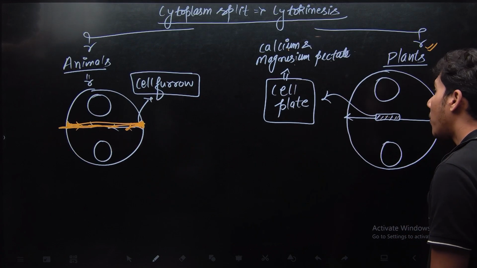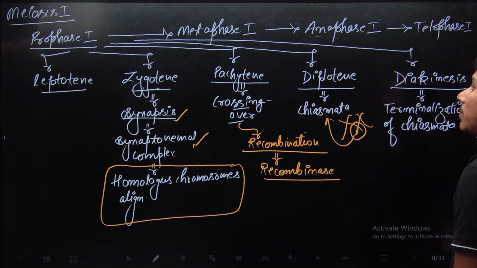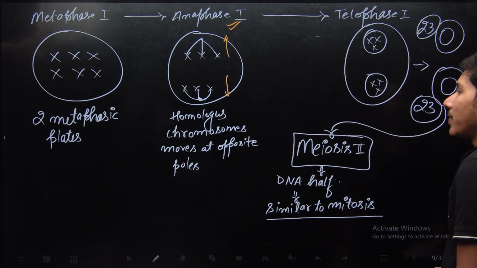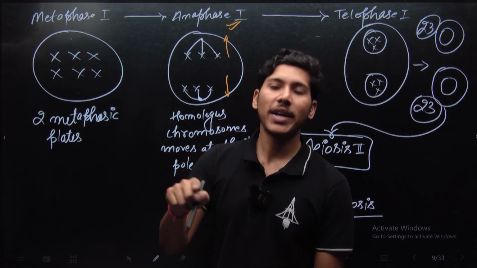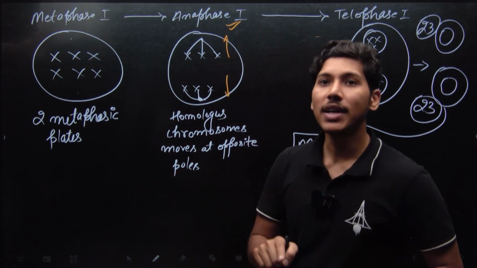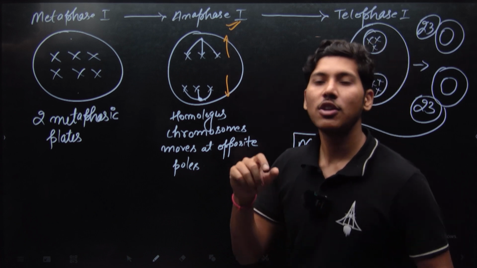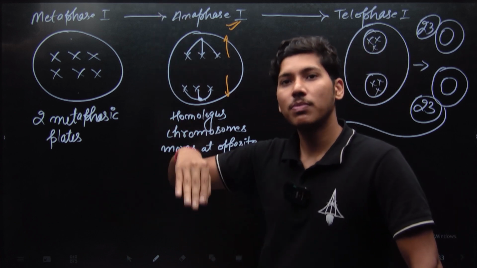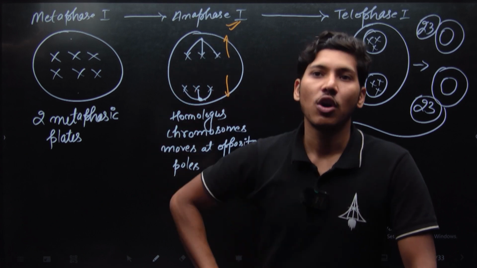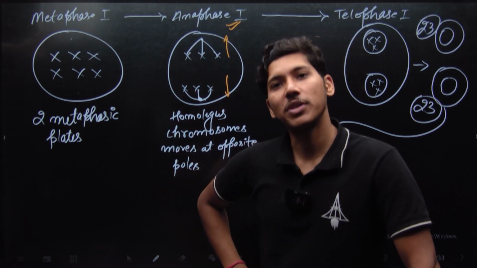This is a very important difference between meiosis and mitosis: in the anaphase of mitosis, chromosomes break down into chromatids and they move to opposite poles, but in anaphase 1 of meiosis, chromosomes do not break, but rather the homologous pairs of chromosomes start to move to opposite poles.